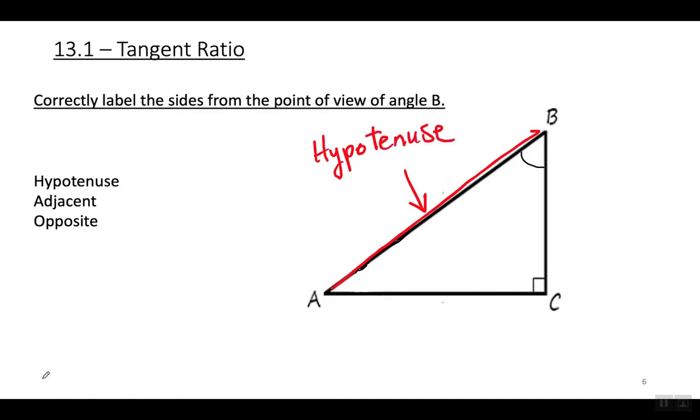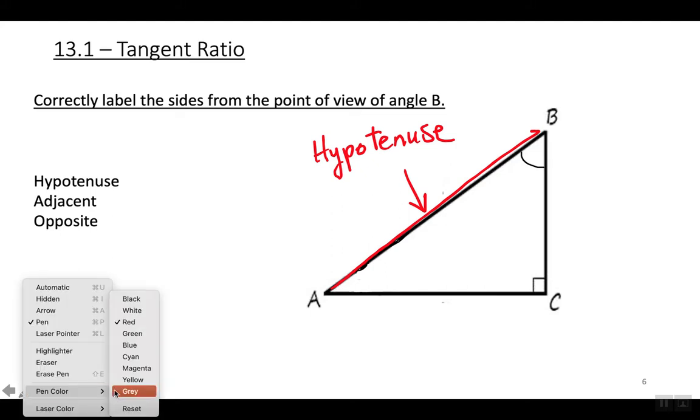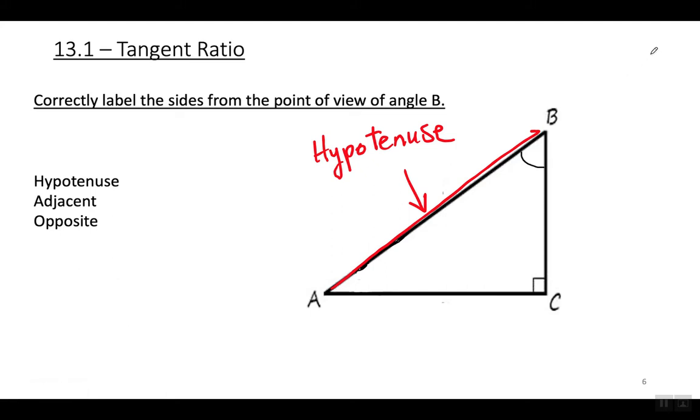However, my opposite and my adjacent sides change now. All right, because now the adjacent side to angle B has to be this side right here. Okay, this side is adjacent. Remember, adjacent means next to. So if this side is the hypotenuse, the other side that's touching angle B has to be the adjacent side. And the side that's not touching angle B at all, that's directly opposite it, that has to be the opposite side, which is this one right here. So this is your opposite side from the point of view of angle B.